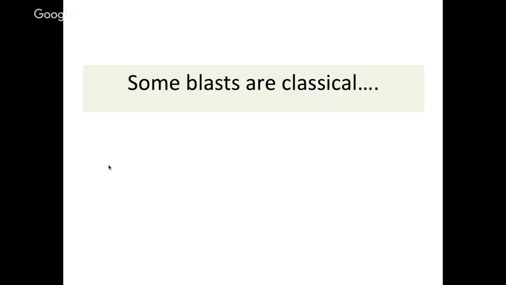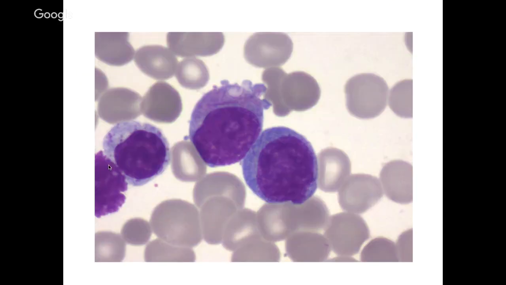If you have a case of acute leukemia and you have blasts, some blasts are very classical, which we easily diagnose based on these Auer rods, and we know that this is a myeloblast. This has to be either myelodysplastic syndrome or acute myeloid leukemia. There are Auer rods. It's very classical.